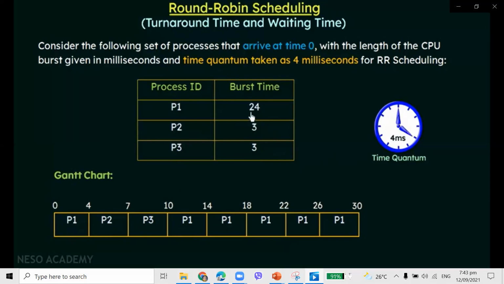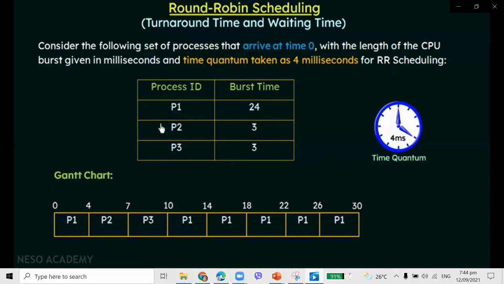But what actually happened was that P1 only executed for 4 milliseconds, that is for the time quantum, but it still has to execute for 20 more milliseconds because only 4 milliseconds was executed. So if we subtract 4 from this 24, which is the burst time of P1, we see that it has a remaining burst time of 20 milliseconds. So it has to execute for 20 milliseconds more.